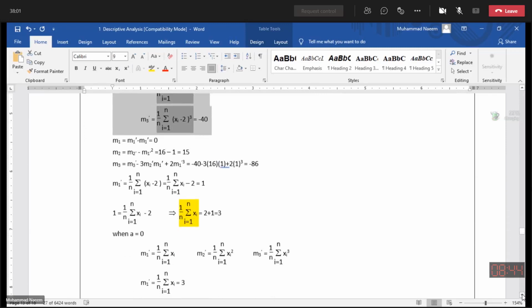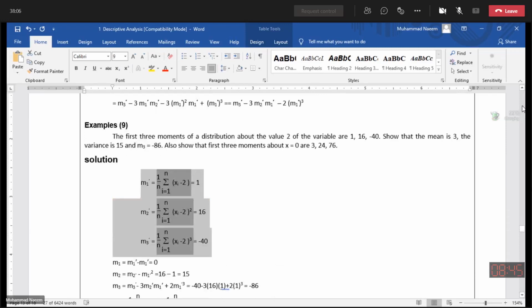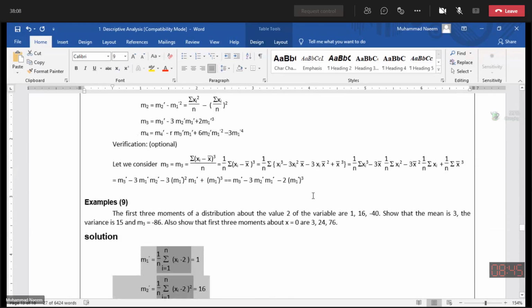As we have relations, what we need in this case, so that the mean is 3, the variance is 15, and M3 is minus 86. What is M3? M3 is the third moment about mean. Further, also show that the first three moments about origin are 3, 24, and 76.